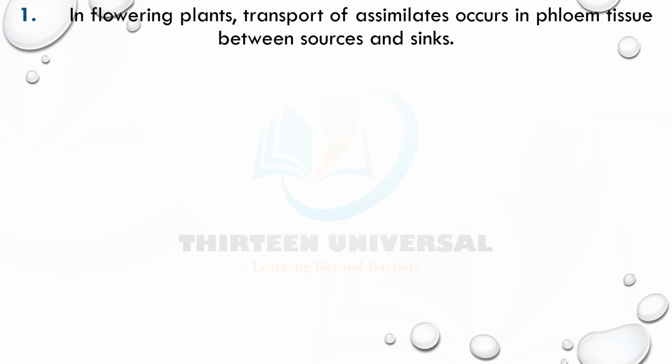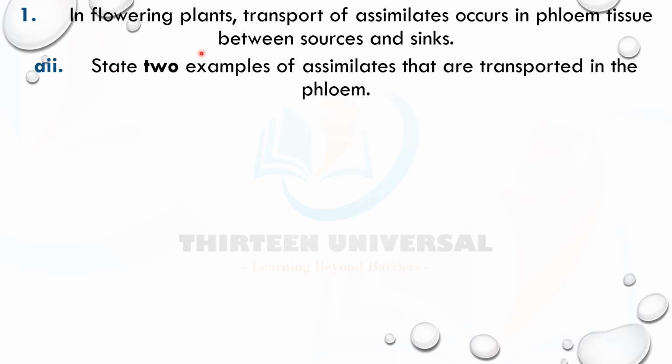Let's go to the next one. In flowering plants, transport of assimilates occurs in phloem tissue. That's now the same question. So state 2 examples of assimilates that are transported in phloem. We've mentioned that. Amino acids are assimilates, sucrose is an assimilate, hormones, sugars. Look at them.